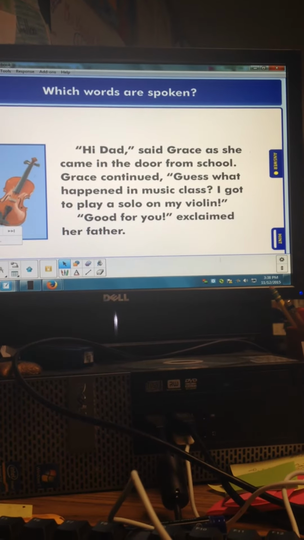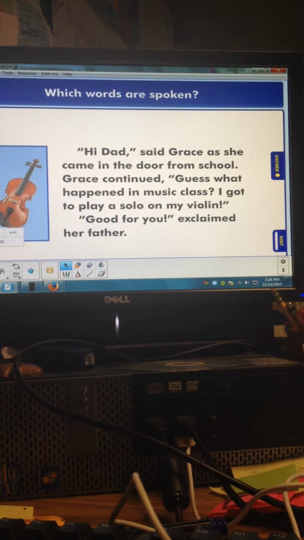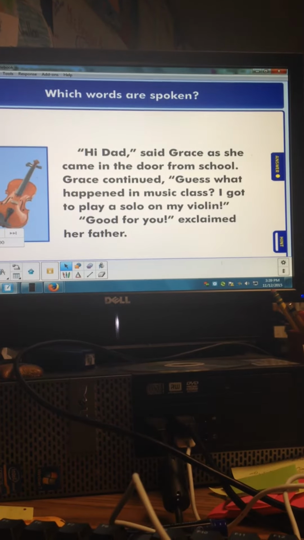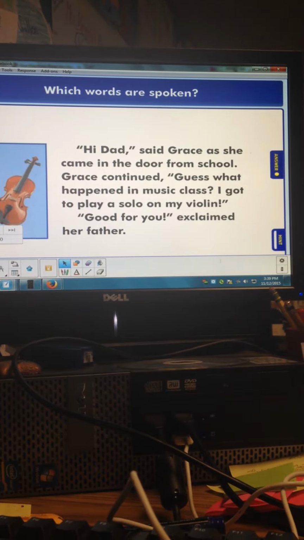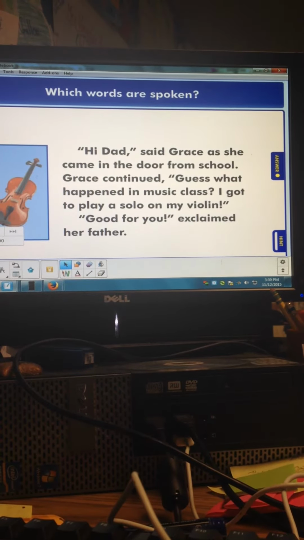Which words are spoken in here? "Hi, Dad," said Grace as she came in the door from school. Grace continued, "Guess what happened in music class? I got to play a solo on my violin." "Good for you," exclaimed her father. Take a look at that. Which words do you think are spoken aloud?